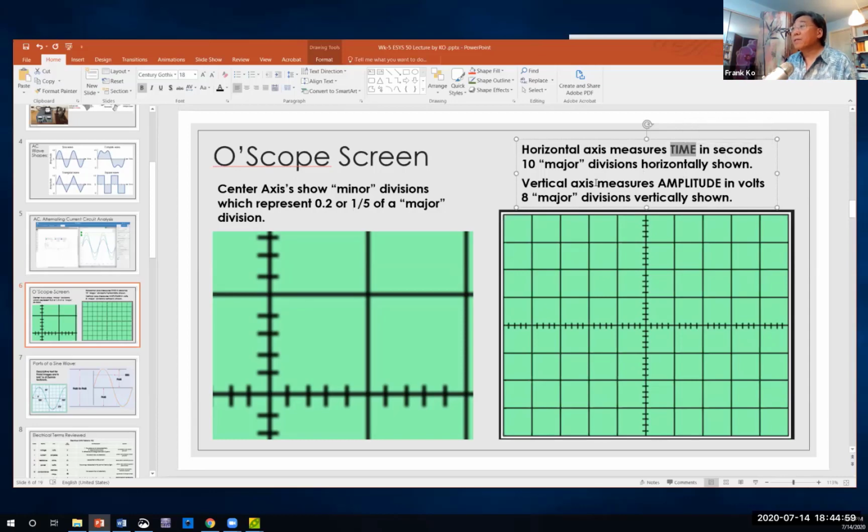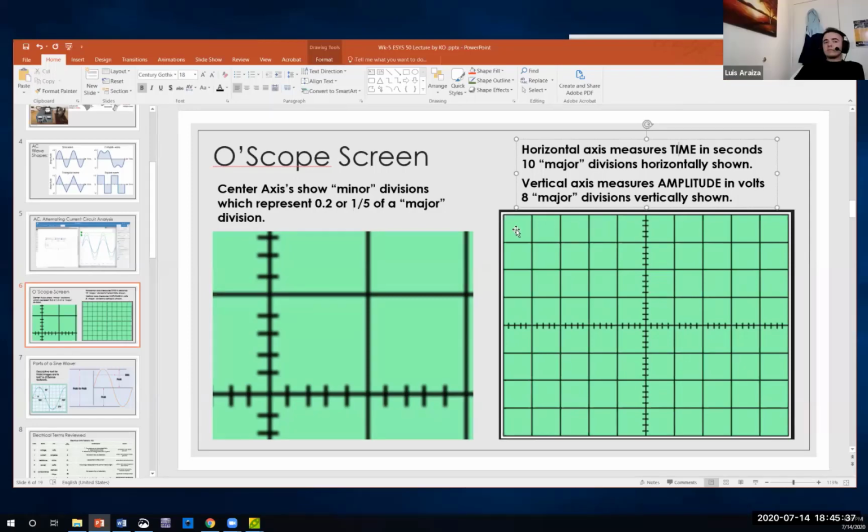in seconds, and it shows what we call 10 major divisions horizontally. So if you look at this large square here, it is called the division. So I have 1, 2, 3, 4, 5 to the center line, and another 1, 2, 3, 4, 5 to the right edge. So I have a total of 10 major divisions horizontally. And the horizontal axis measures what? It measures something called time. In what units? Seconds. The vertical axis measures something called amplitude, and in units of volts.